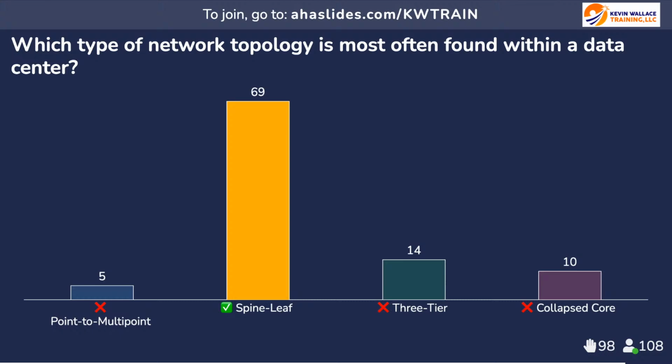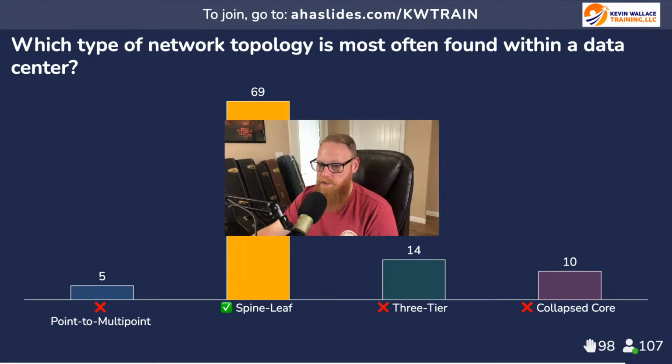And the overwhelming response is spine leaf, which is absolutely correct. Data centers commonly use spine leaf design where we have a leaf switch that connects to multiple spine switches so that the leaf switch can reach any of the other leaf switches by transiting just that single spine switch.